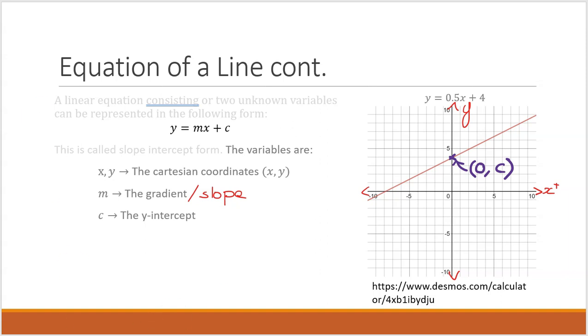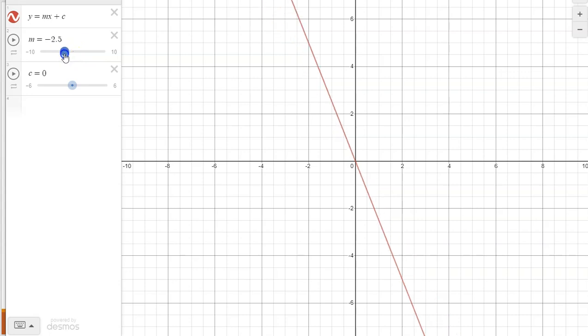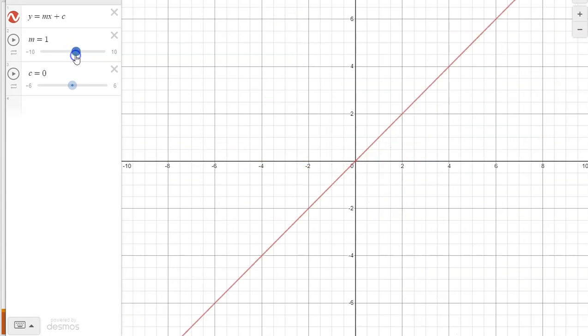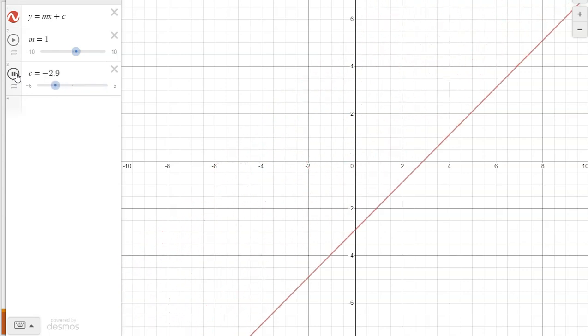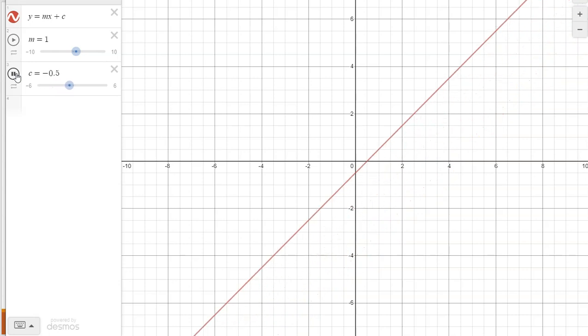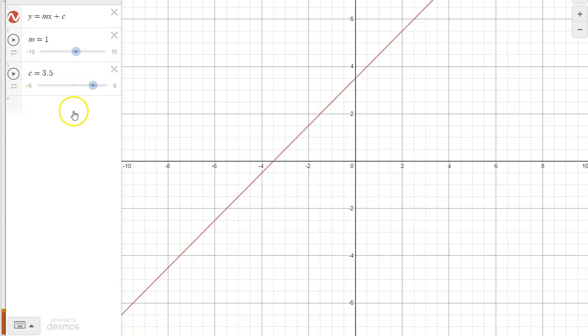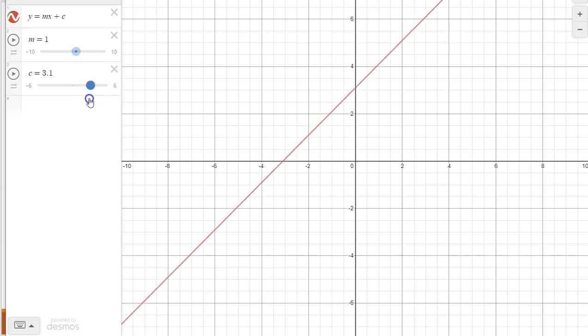Now going back to Desmos, notice I'll fix m to a value of 1. So for every square we go across, we go up 1: across 1, up 1, across 1, up 1. Notice what happens when we vary the value of c. As you can see, the line is swinging upwards and then downwards. So if I pause it when c is a positive value, I'll fix it to 3, a nice integer. Look at where the line crosses the y-axis. If I pause it at 3, it crosses at 3.